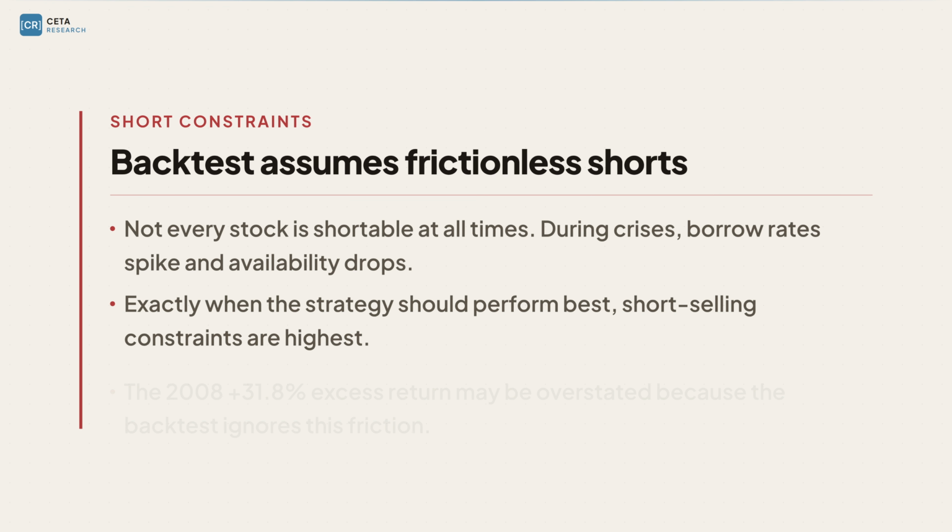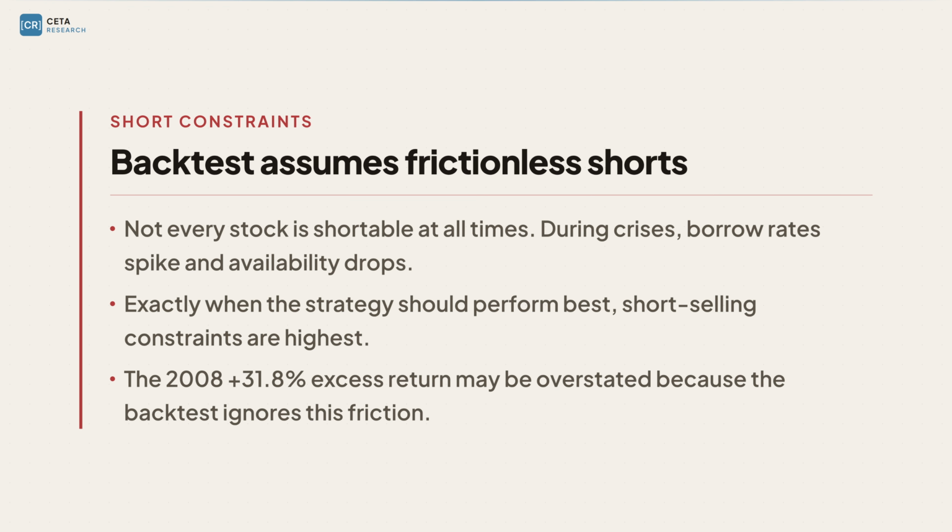Short-selling constraints add another layer. Not every stock is shortable at all times. During crises, exactly when the strategy should perform best, borrower rates spike and some stocks become unavailable. The backtest assumes frictionless shorts, which overstates performance during the periods that matter most.